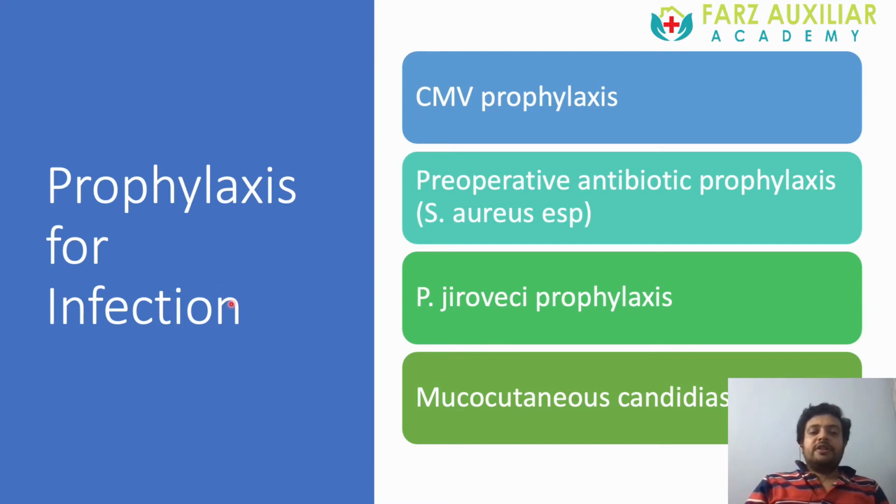Regarding the prophylaxis for infection, CMV prophylaxis is indicated. The drug and dosage depend on the CMV seropositivity of the donor and the recipient. Pre-operative antibiotic prophylaxis is obviously indicated, and it should cover Staphylococcus aureus species. Pneumocystis infection prophylaxis is also indicated, and prophylaxis for mucocutaneous candidiasis is routinely indicated in this group of patients.